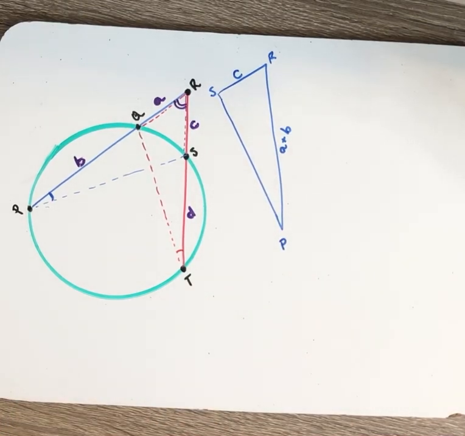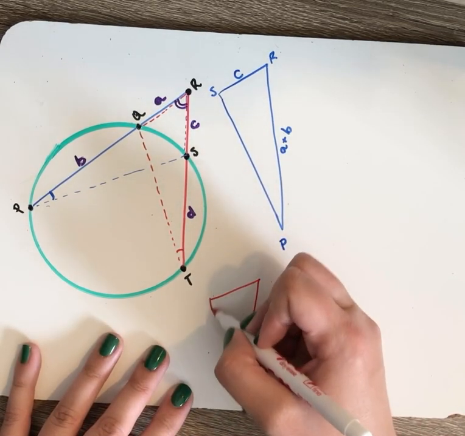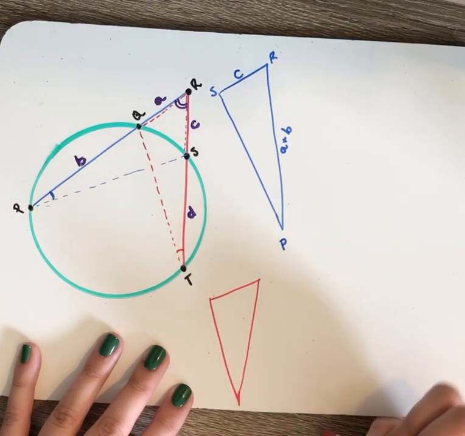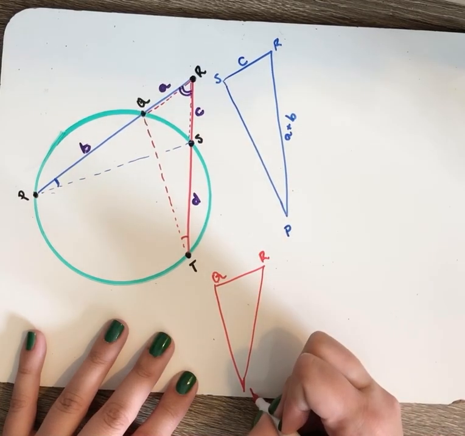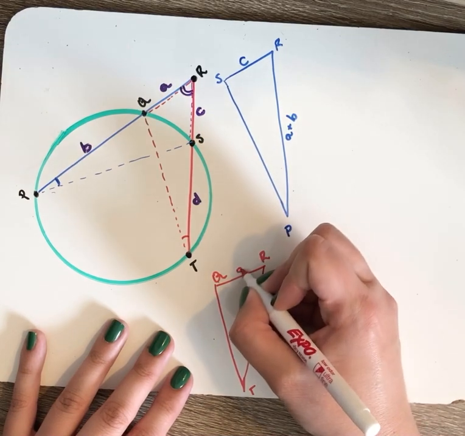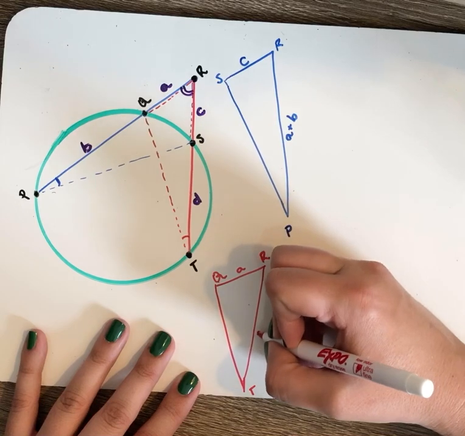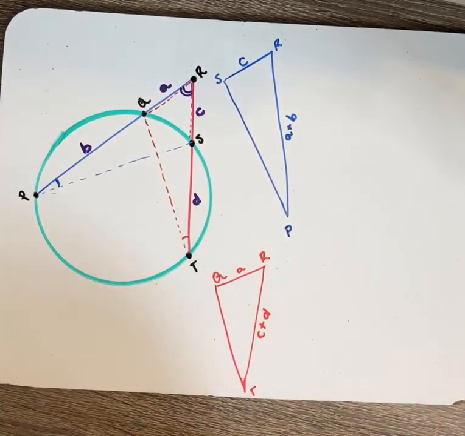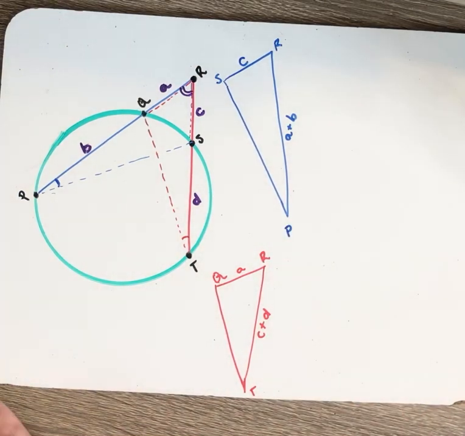Okay, if it helps, we can also redraw the red triangle. I'll just do that quickly down here so that it's separate from the diagram so it isn't quite so confusing. So in that case, we have QRT. QR I know has a length of A, and RT, this entire length, has a length of C plus D. Okay, so now that I have those triangles drawn separately, it's easier to figure out how to set up proportions.